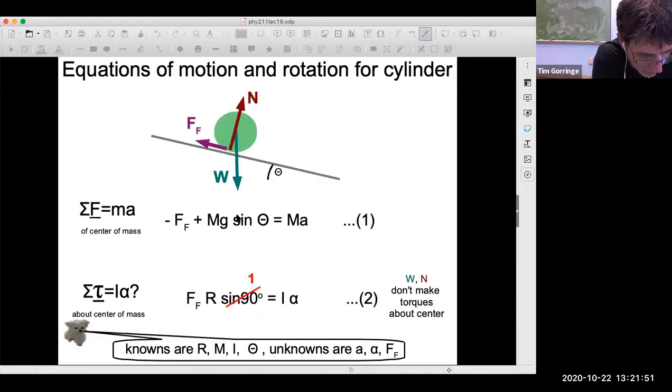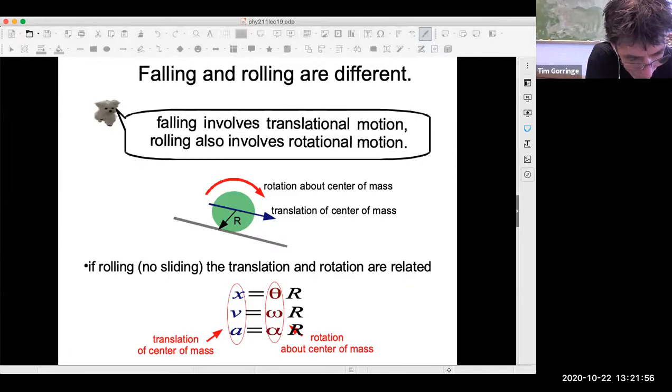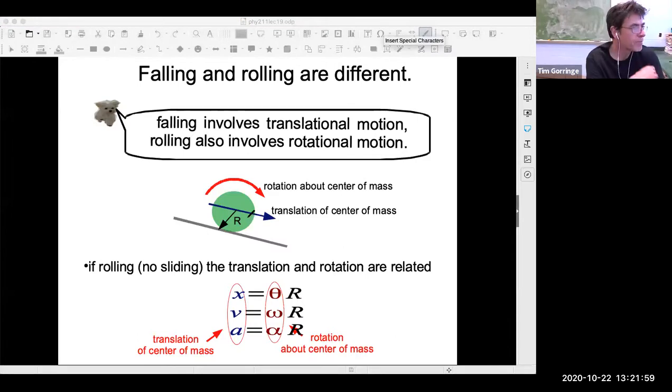So this in green is either the sphere, the cylinder, or the ring. Could be any one of them. But as it rolls down the incline, there's both rotation and translation. The way we tend to think about it is, think of this point here. That's the center of mass. Its motion is just straight down the incline. And so that center of mass undergoes translational motion.